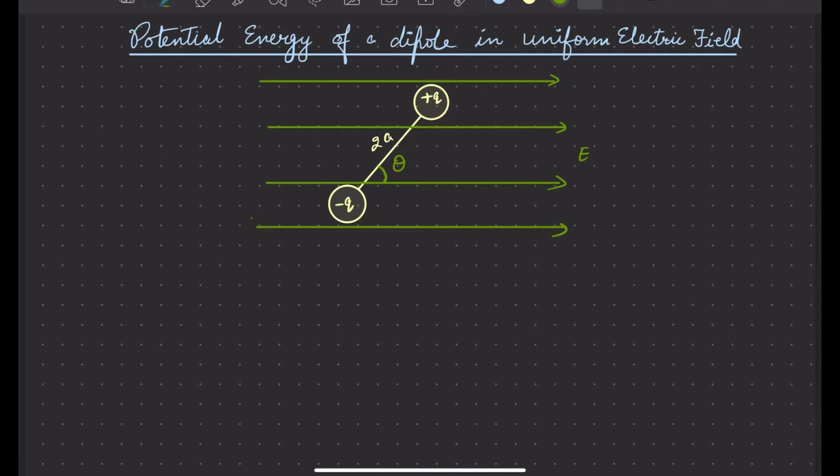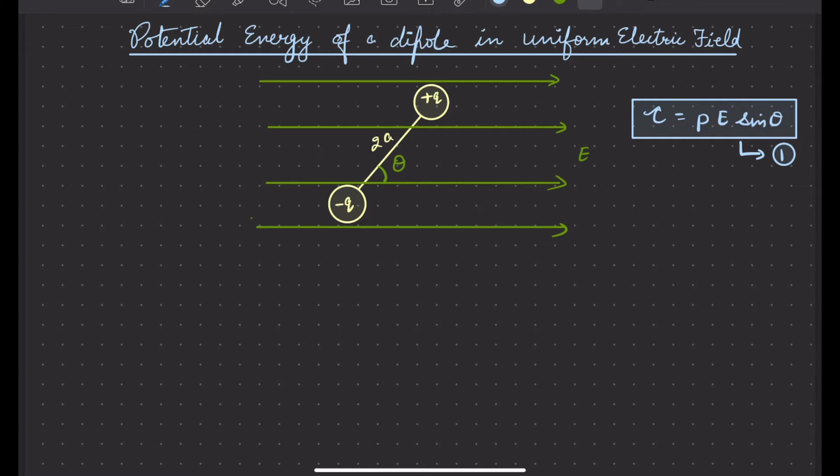In the previous article, we discussed that the torque experienced by a dipole when it is placed in a uniform electric field is given as tau equals PE sine theta. So we will mark this equation as equation number 1 because we are going to use it. Now our area of interest lies in finding the value of potential energy which is possessed by a dipole.